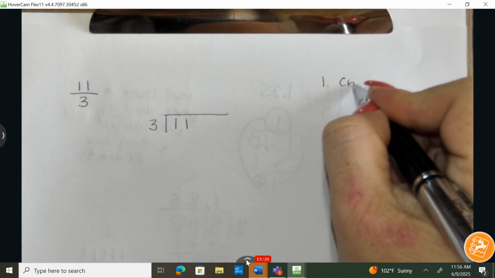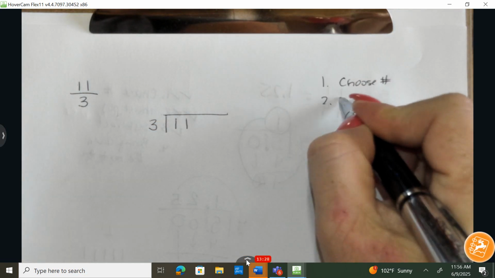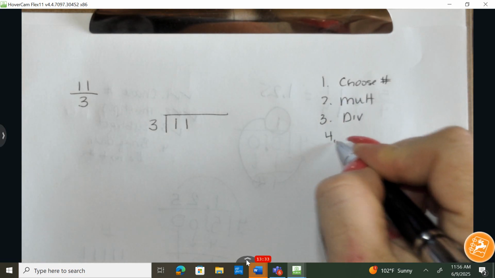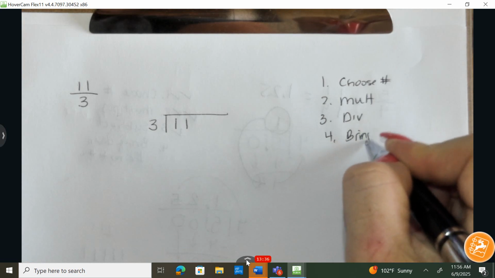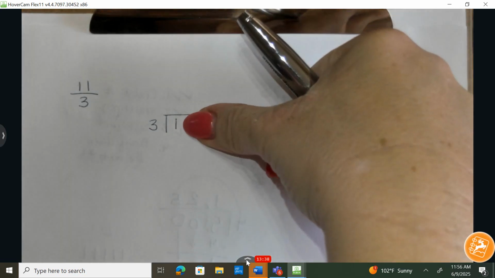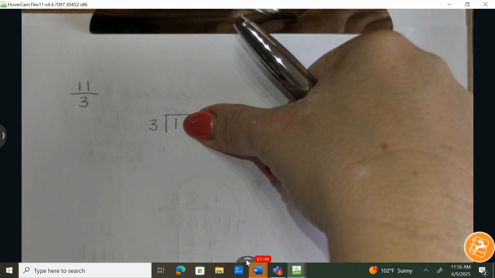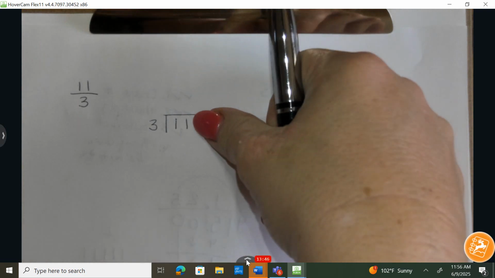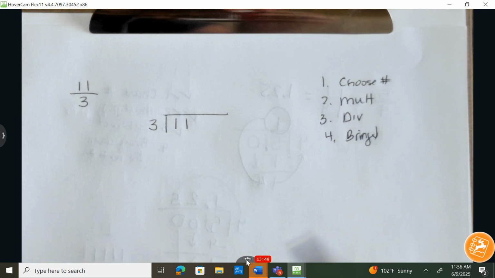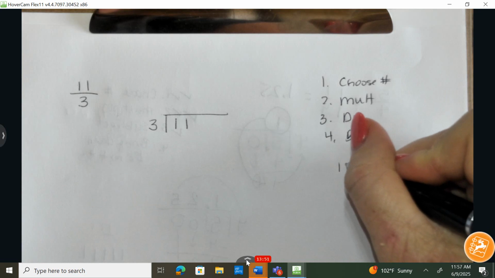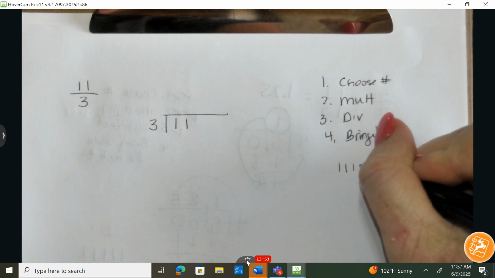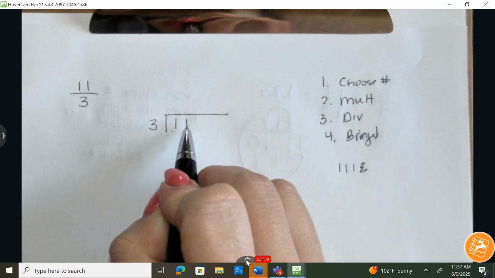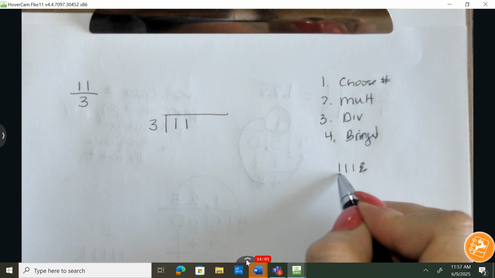Okay, I'm going to be even briefer here. We're going to say choose number, multiply, subtract, and then bring down. I keep spelling that wrong. Okay, here we go. 3 cannot fit into 1. 3 is larger than 1. 3 can fit into 11. How many times can 3 fit into 11 without going over? I've got to count. 3, 6, 9, 12. Oh, 12 would be over, so we can go in 3 times. So above the last digit in 11, I'm going to write 3.